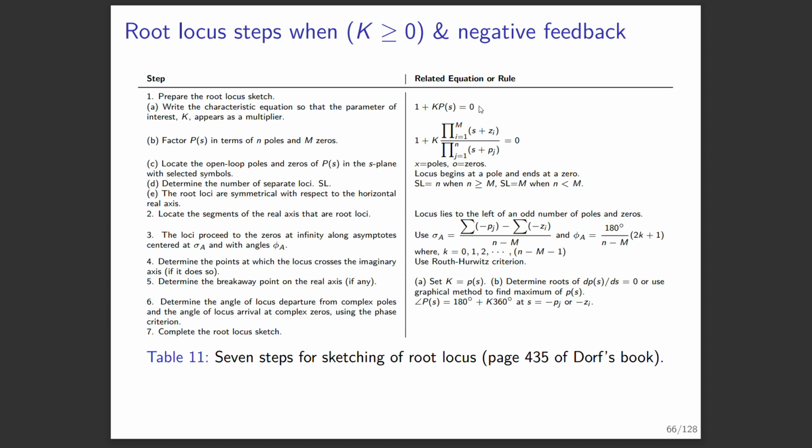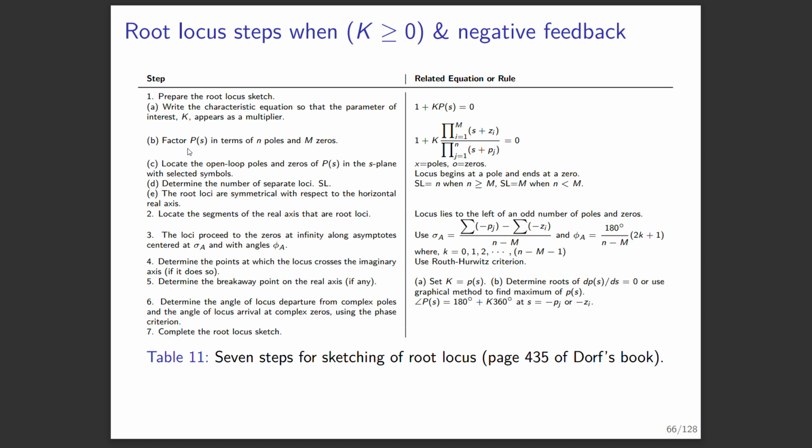So you should do something to make your feedback system's denominator look like this: 1 plus k times p of s. What this means is that you aren't supposed to have k somewhere else. You want the unknown number to be a multiplier, to be just multiplied by your transfer function. We are going to see that in our examples.